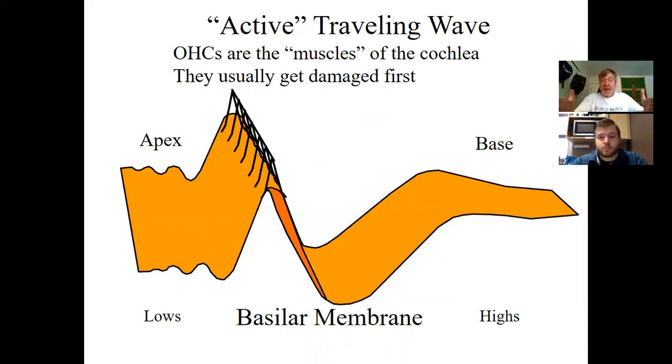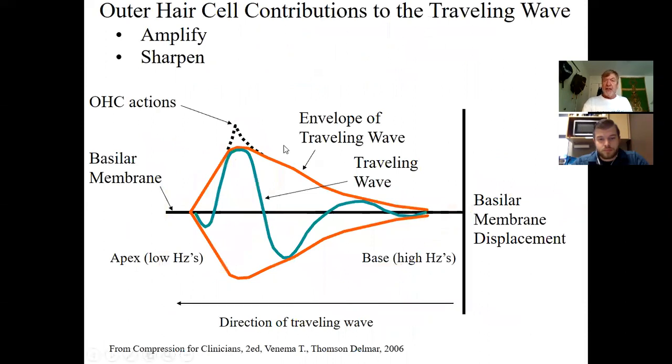His piano doesn't have 88 keys. It's got 44 now. He's lost that fine tuning. And I guess that's really the central gist of it. Shown this way, a traveling wave, the outer hair cells amplify the wave and they sharpen it. So that's one thing to note about the physiology of the cochlea. And the second thing to note about the physiology of the cochlea is its asymmetrical shape.